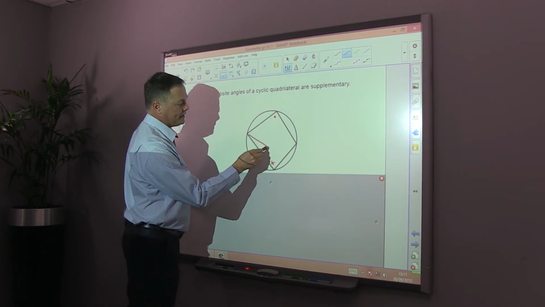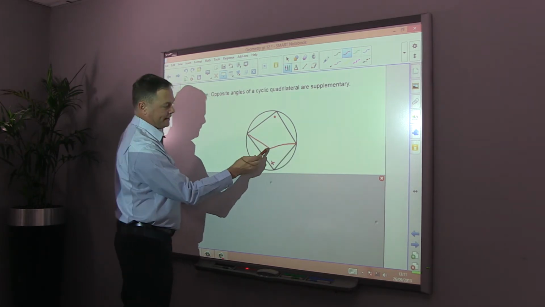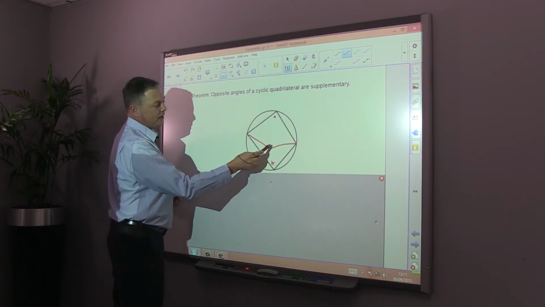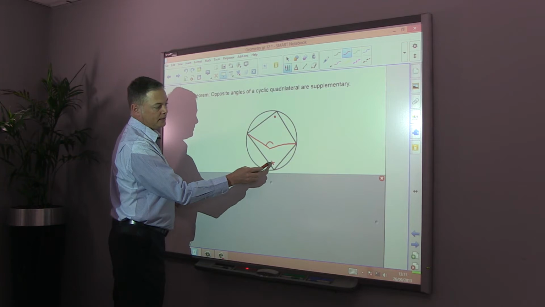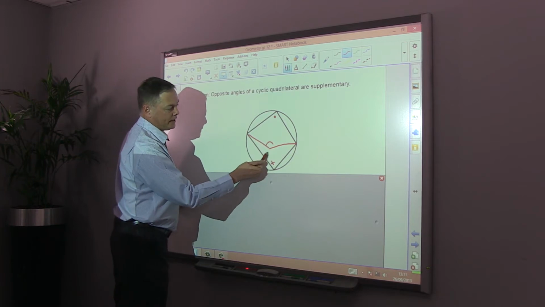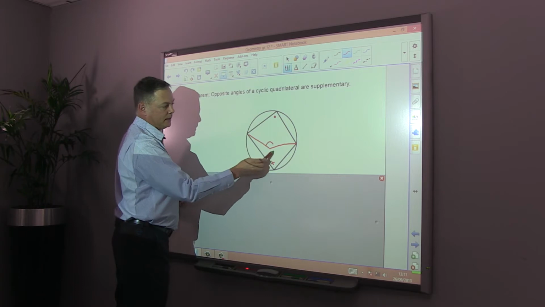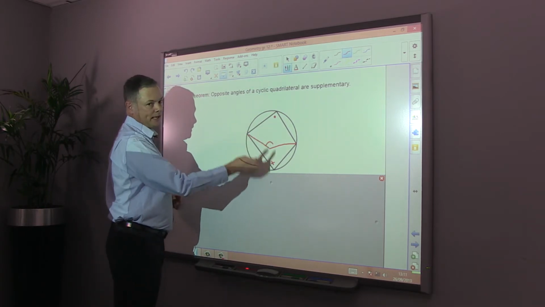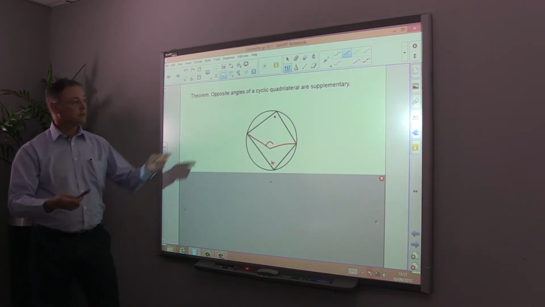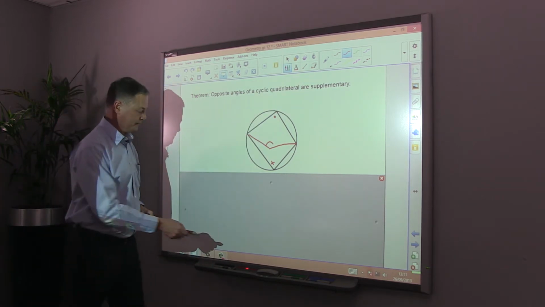what you will do is you will have the center. Pretend that's the center, it's actually there. This angle here is double this one. Similarly, this angle here is double that one. All these angles add up to 360, so those must add up to 180. So supplementary adds up to 180.